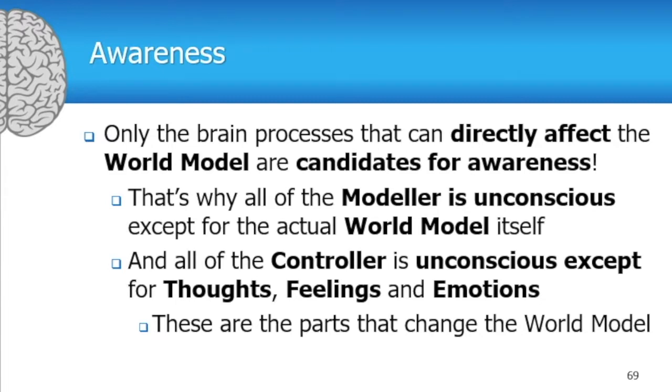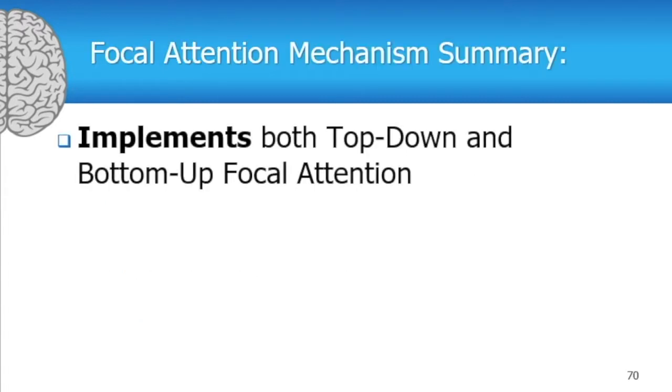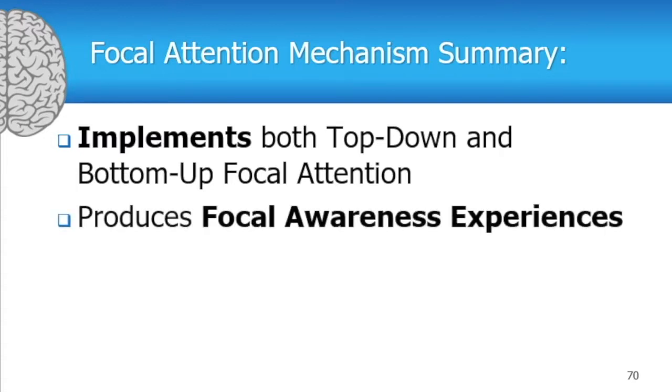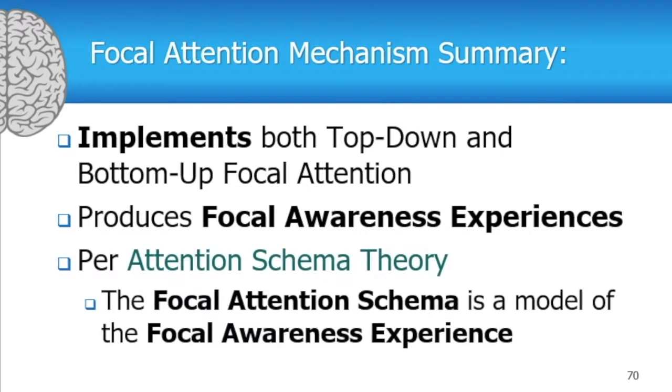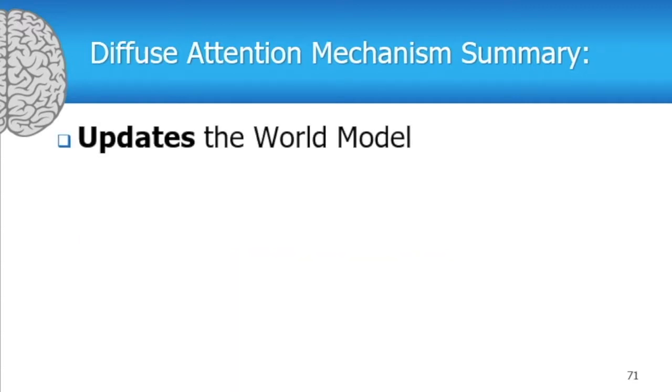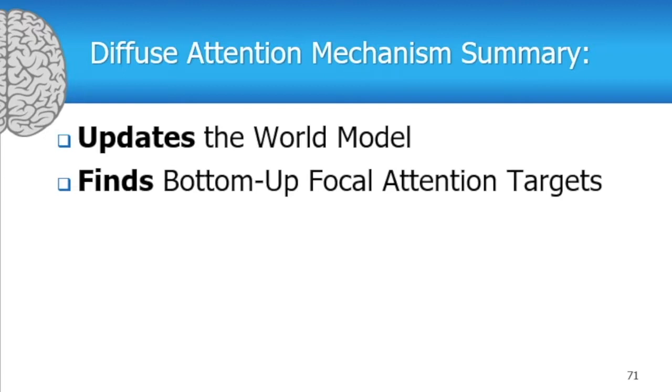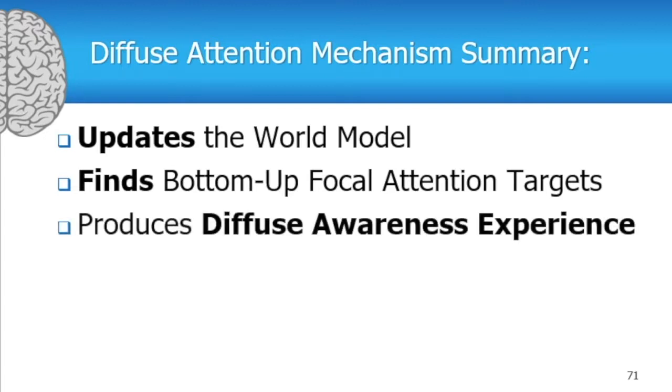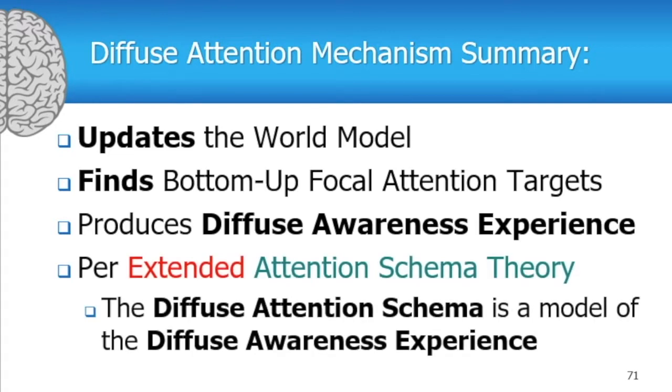Let's review what we know about the 2 different attention mechanisms. The focal attention mechanism implements both top-down and bottom-up focal attention, and it also produces the focal awareness experience. Finally, according to attention schema theory, the focal attention schema is a model of the focal awareness experience. On the other hand, the diffuse attention mechanism updates the world model and finds bottom-up focal attention targets, and it also produces the diffuse awareness experience. Finally, according to extended attention schema theory, the diffuse attention schema is a model of the diffuse awareness experience.